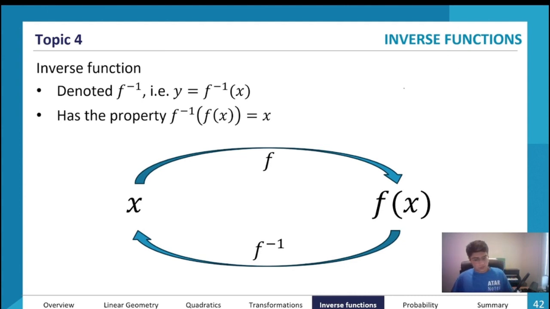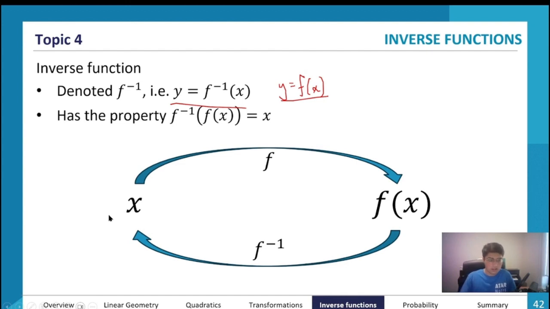So what is an inverse function? This is a function that's denoted f to the negative 1. The way you would show that in your notation is y equals f to the negative 1 of x. That's the same as saying something like y equals f of x. If we want to describe the inverse of this, then we write y equals f to the negative 1 of x. The property of this inverse function is that it basically undoes the operation of the function that it's the inverse of.